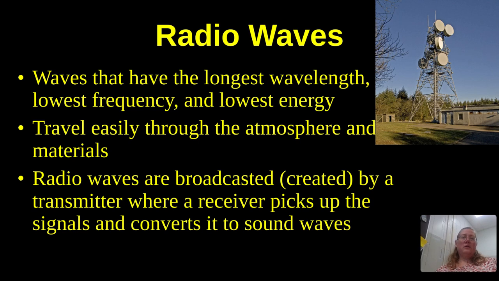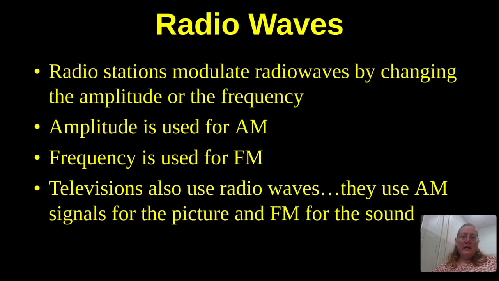Like right now, we are being bombarded by radio waves, but we can't hear those radio waves unless we are using something that's going to pick them up and convert them back to sound waves that we can actually hear. So radio stations either change amplitude or the frequency. Amplitude is when you go to the AM channel, and frequency is the FM channel. Here's something interesting. Televisions also use radio waves. They use the AM signal for the picture and the FM signal for the sound.